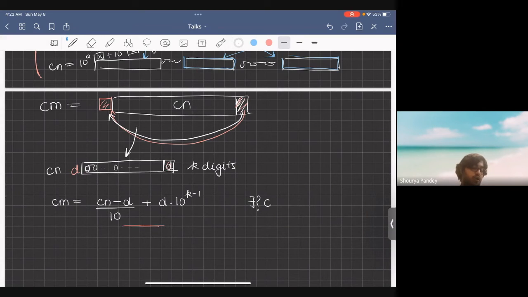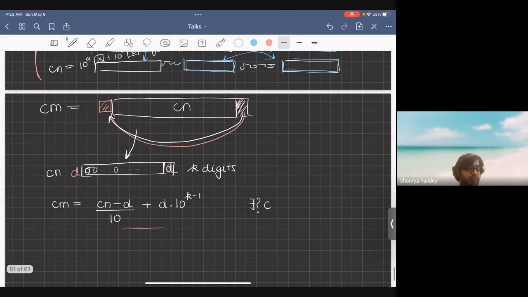And now what do we do? How do we deal with this? Because this k is tied to Cn, right? It's not like k is independent, or is it?